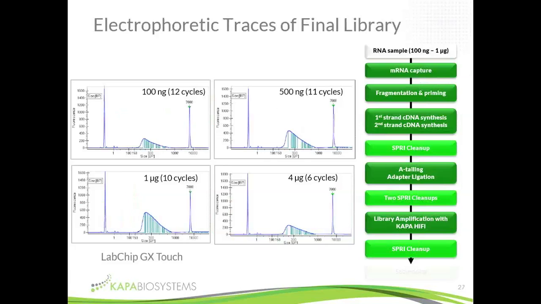Here are the final libraries that we generated for the UHR sample. As you can see, there are no adapter dimer or residual adapters present, nor is there indication of overamplification. And therefore, we consider these libraries acceptable for sequencing.